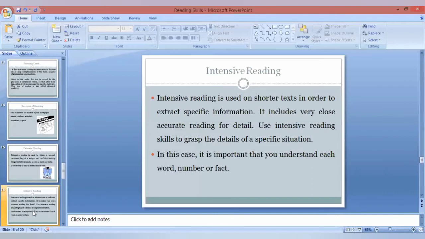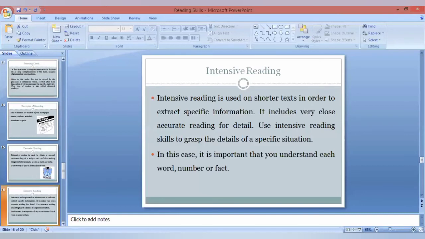You have to understand each and every word, each and every sentence, and each and every point that is given in the shorter text that you are reading, only to understand it completely. So use intensive reading skills to grasp the details of a specific situation. In this case, it is important that you understand each and every word, each and every number, and each and every fact that is given in that text.